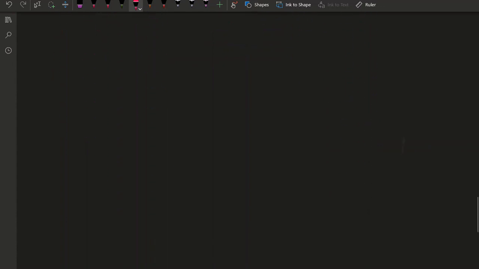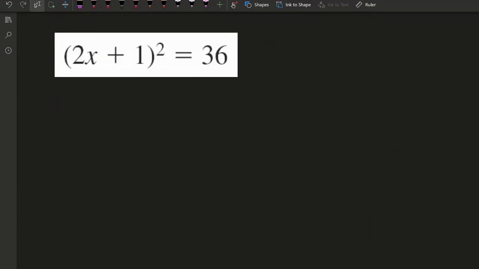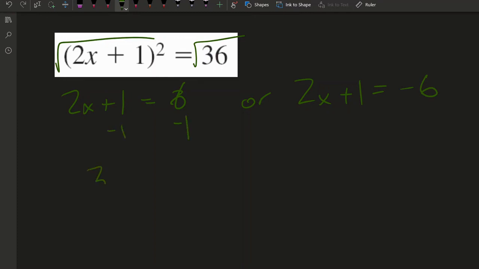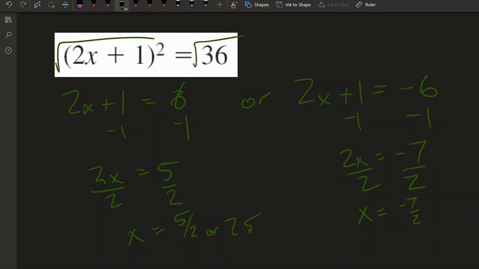Let's try one more. Okay, so this one's a little bit more complicated. Let's go ahead and take the square root of both sides just like the other time. 2x plus 1 is equal to the square root of 36 is 6, or 2x plus 1 is equal to the square root of 36 is negative 6. So now I'm going to subtract 1 on both sides and get 2x equals 5. Dividing by 2 on both sides, I'll get x equals 5 halves, or 2.5. Subtracting 1 on both sides, I'll get 2x equals negative 7. Dividing by 2 on both sides, I'll get x equals negative 7 halves, or negative 3.5. Those are my two solutions.